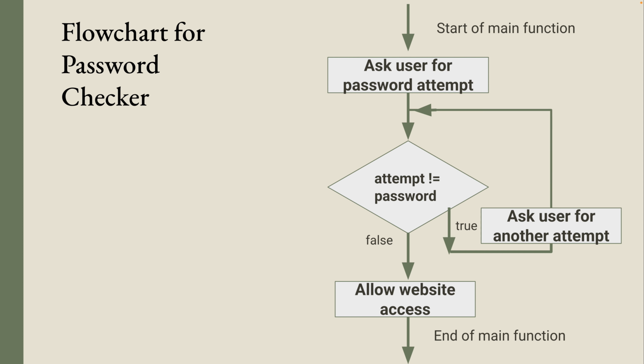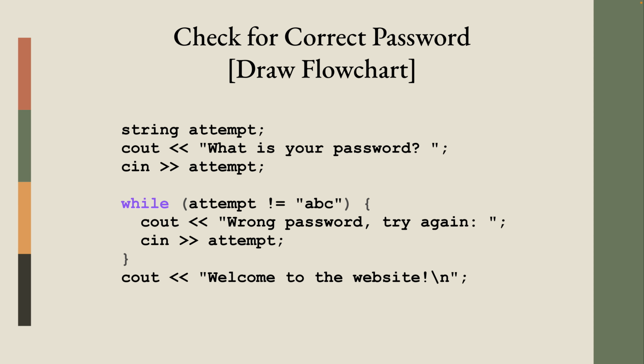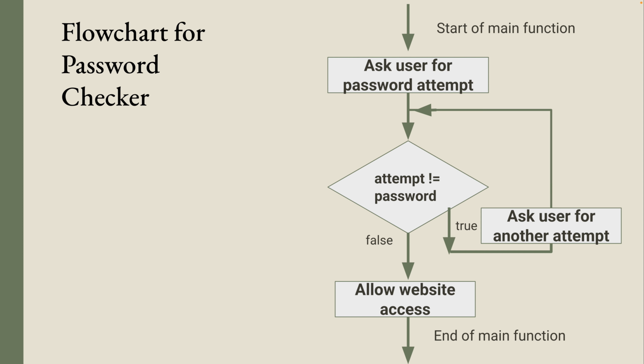In our diamond, we say attempt doesn't equal, in the code it was doesn't equal ABC. So maybe in the flowchart I should also have attempt doesn't equal ABC. We have 2 cases. In the true case, I just summarized it as ask user for another attempt. Again, that will include the cout and the cin, where we say that's wrong, try another attempt. Note the arrows, it comes back and keeps checking this until attempt is equal to password, then it will be false, and we allow website access.